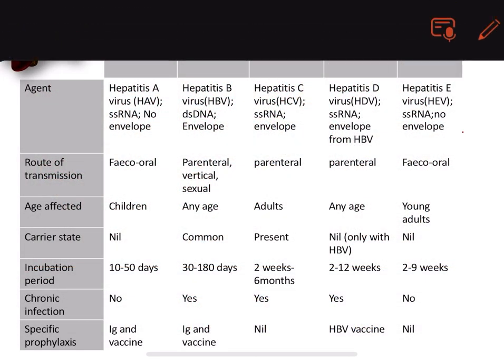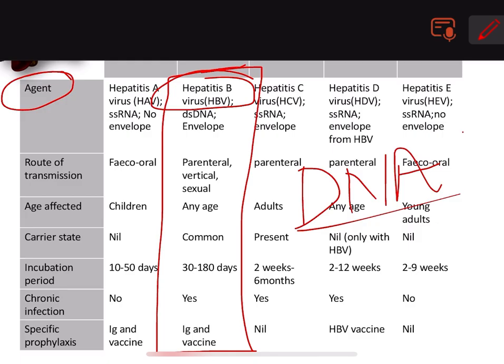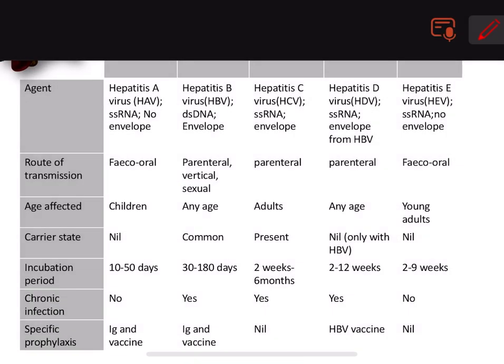Similarly, let us discuss viral hepatitis B. Have a quick brief intro and then followed by in detail we will discuss. The agent, that is the causative agent of hepatitis B, is a hepatitis B virus, which is a double-stranded DNA virus. Can you see the difference here? Hepatitis A is a single-stranded RNA, whereas hepatitis B is a double-stranded DNA virus. And hepatitis A has no envelope, whereas hepatitis B has an envelope.